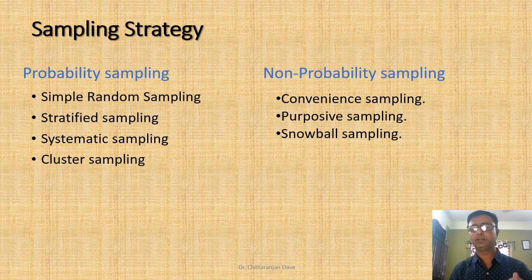So, first is simple random sampling. Second is stratified sampling. Third is systematic sampling, and fourth one is cluster sampling. While in case of non-probability sampling, we have the convenience sampling, purposive sampling, snowball sampling. There are a couple of others also, but we'll try to cover a few in this slide.